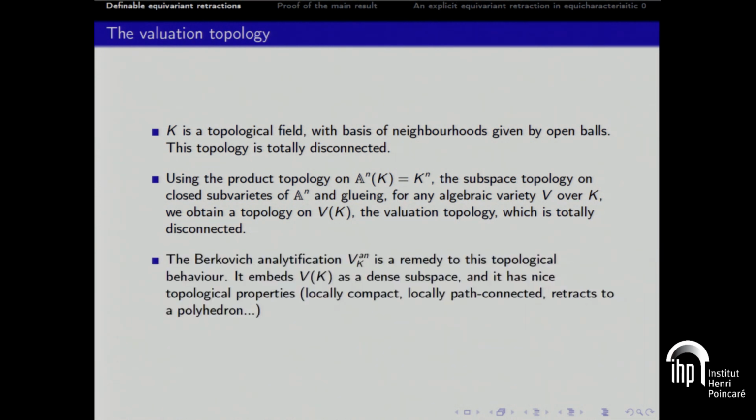Berkovich analytification is a remedy to this. It embeds V of K as a dense subspace, and this space has very nice topological properties. It is locally compact, locally path connected, retracts to a polyhedron, etc. I will not define it because you will see an analog of it. So this is somehow in the background, but you will not need it.